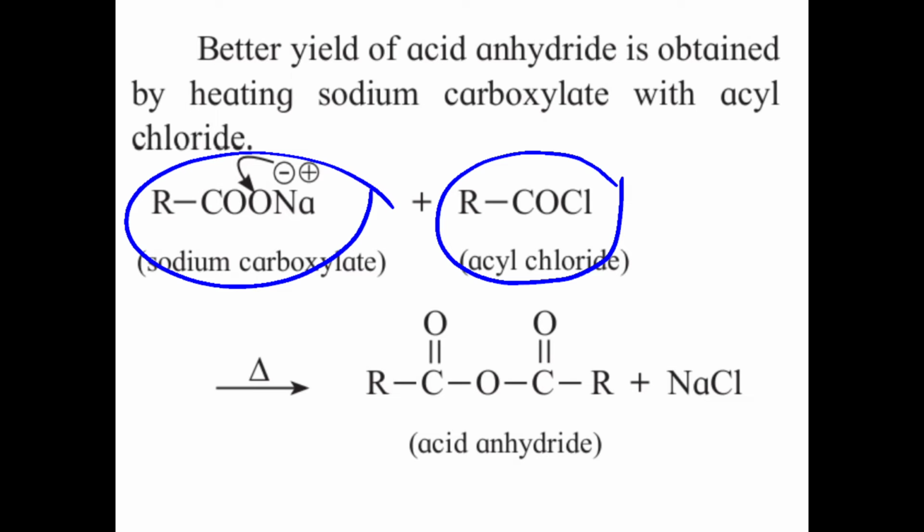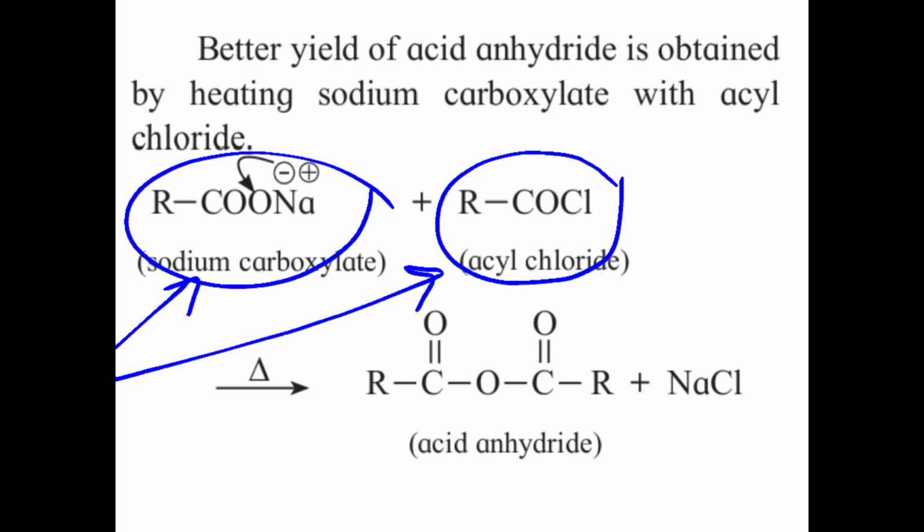From an acid you can convert it to sodium carboxylate by reacting the acid with sodium hydroxide, and from an acid you can also prepare acyl chloride by reacting the acid molecule with SOCl2, PCl5 or PCl3, right? You can use any chlorinating agent and you will get the acyl chloride product.